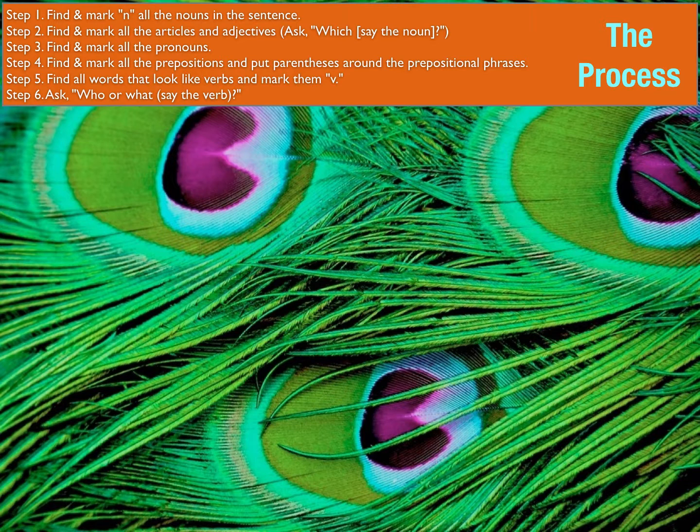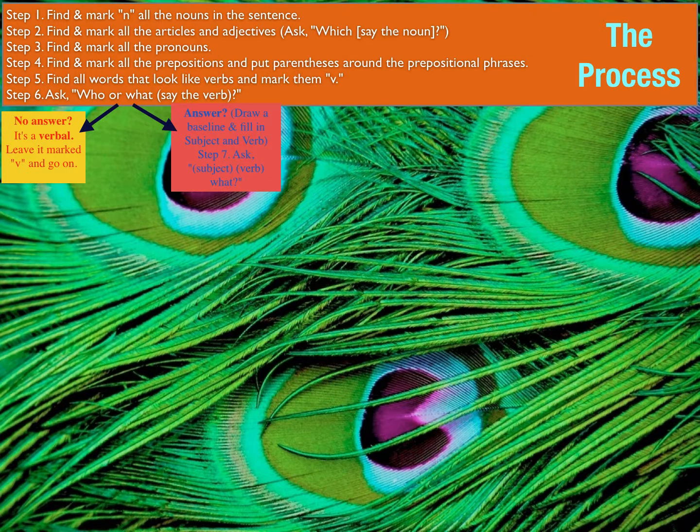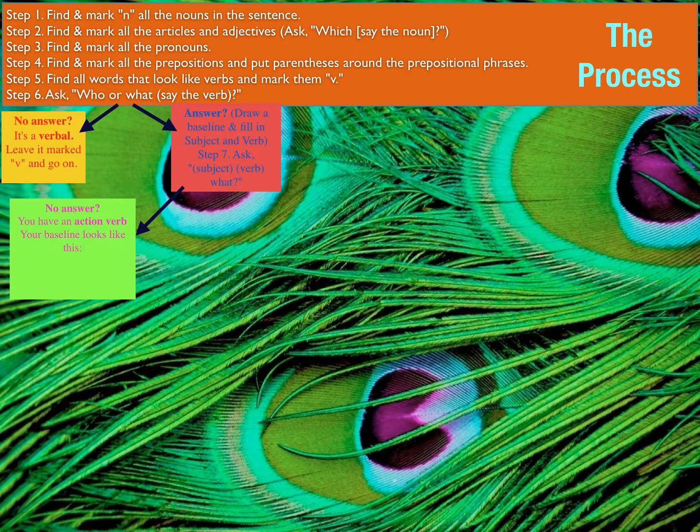Find all words that look like verbs and mark them V. Then ask who or what and then say the verb. If there's no answer, it's a verbal. And remember, we're leaving those alone for now. So just mark it V and go on. Now, if you say who or what and there's an answer when you have the verb there, you draw a baseline and fill in subject and verb. Step 7 is to ask subject, verb, and then what? If there's no answer, you have an action verb. Your baseline looks like this.